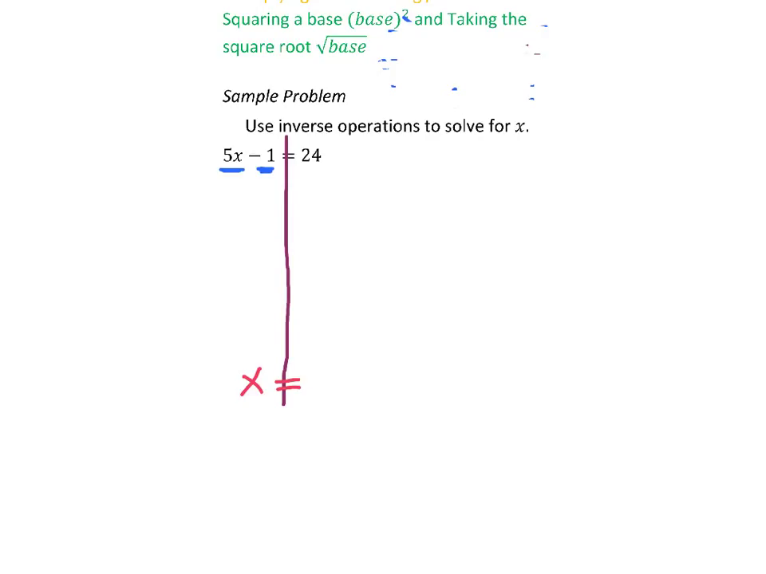So since this minus 1 is in a different term than the 5, right? 5 times x, they're in the same term. That minus 1 is farther away. So that's what we're going to start with. The opposite of subtracting 1 is adding 1. So we're going to add 1 to both sides. Remember, whatever you do to one side, you have to do to the other side. And this is going to cancel out, right? Negative 1 plus 1, that's 0. So that just cancels out. And we can write whatever is left over. So here on this side, we just have a 5x left. And on this side, we have 24 plus 1, which is 25. Okay, we're almost there.